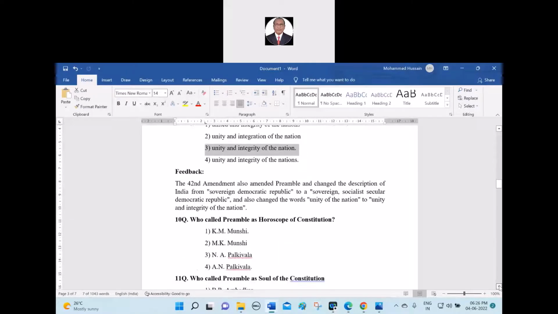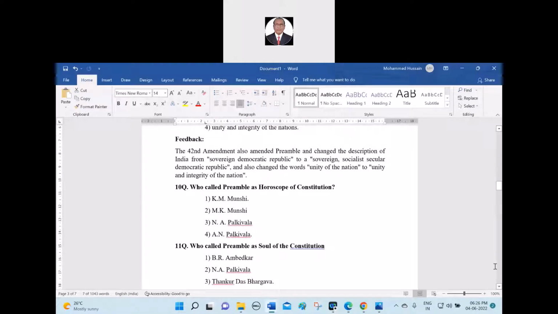Okay, next. 10th question. Can anyone unmute and read the 10th question? Anyone? Who called the preamble the horoscope of the Constitution? When I say read, you have to read the options also.